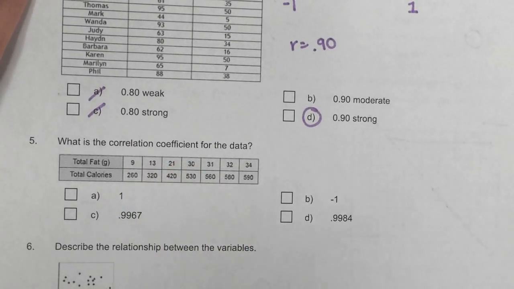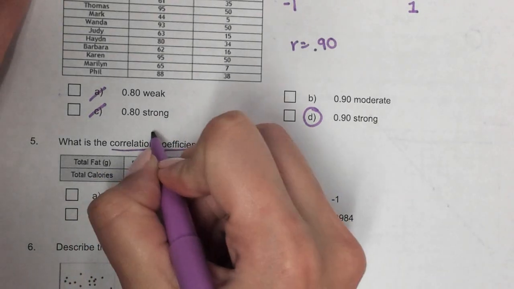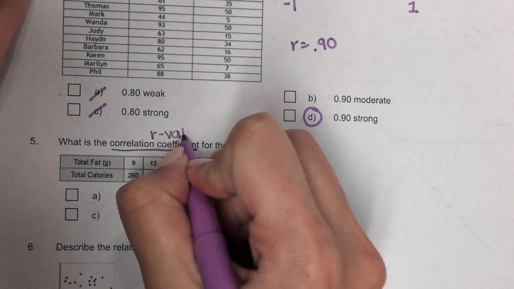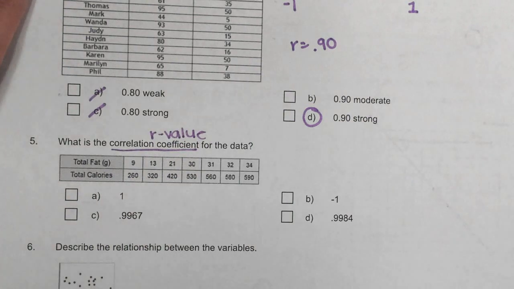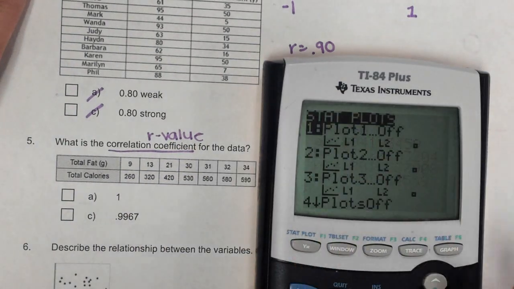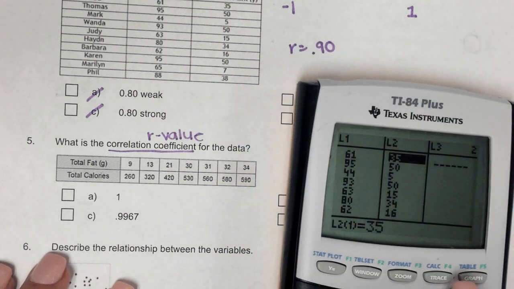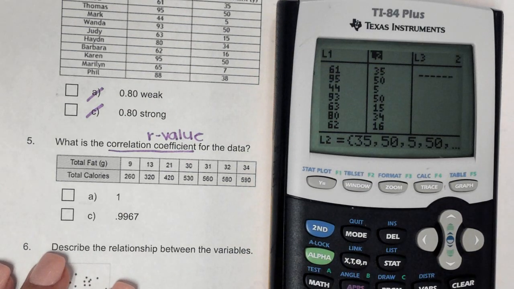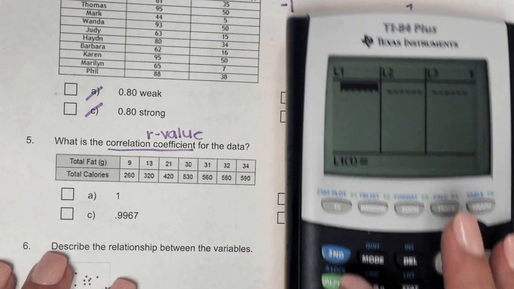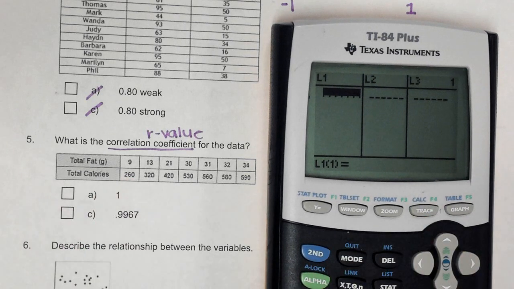What is the correlation coefficient for the data? Again, that's that R value. So you have to make sure that your diagnostics are on. So I'm going to go Stat, Edit. If you want to clear it out, if you go all the way up to highlight, click the clear button and go down, it'll clear out the whole row. So clear and down. So I can type in my X values. 9, 13.